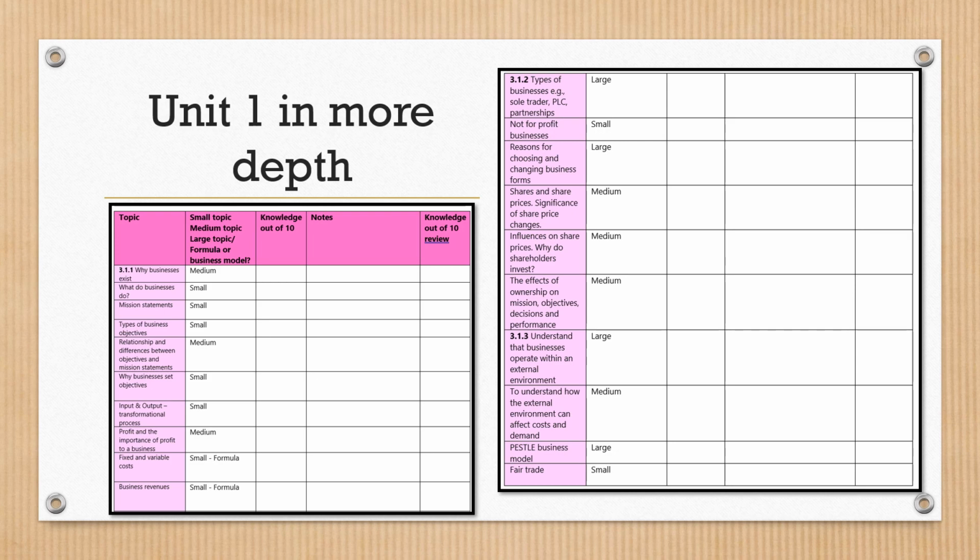The effects of ownership on missions, objectives, decisions and performance. That's also a topic that you would need to know about. And then we move on to 3.1.3, understanding that businesses operate within that external environment. Understand how the external environment can affect the costs and demand. PESTLE, business model, and also fair trade.